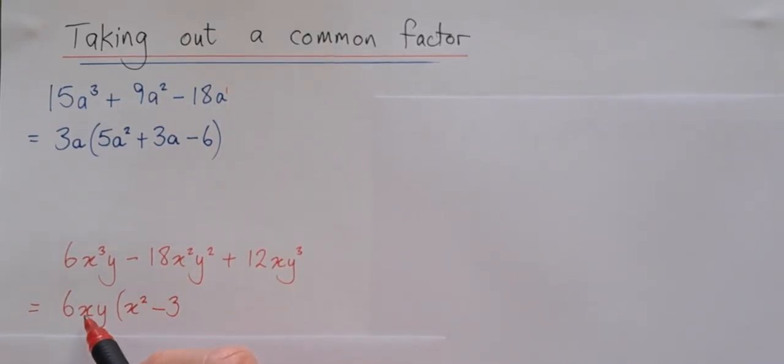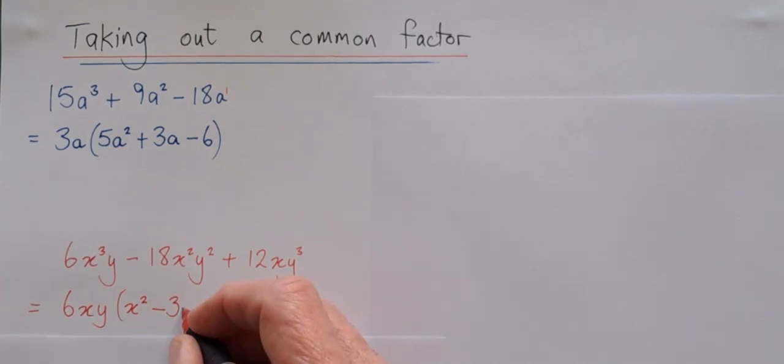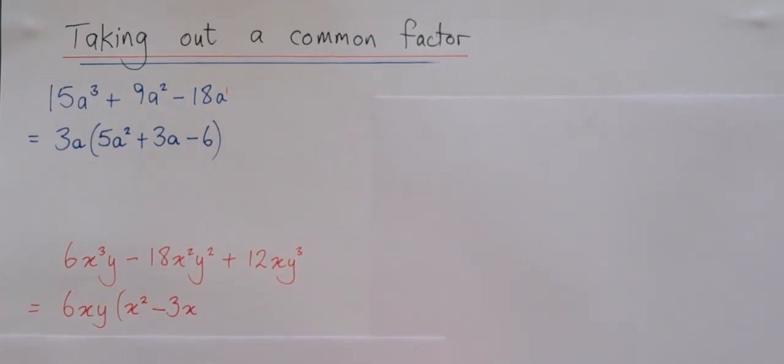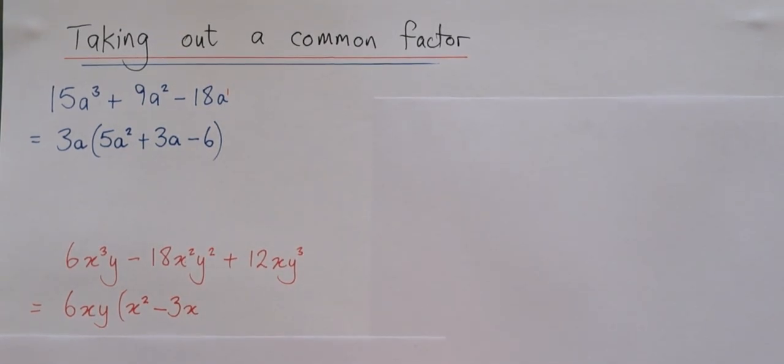X squared divided by x means x to the 2 minus 1, which is x to the power of 1.